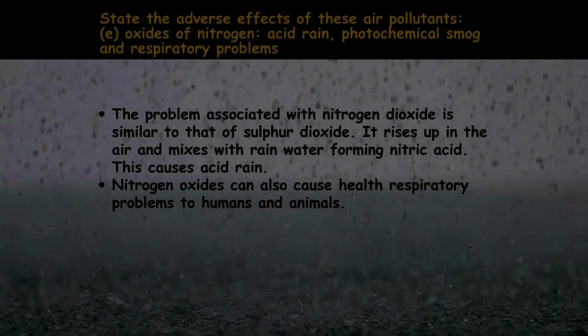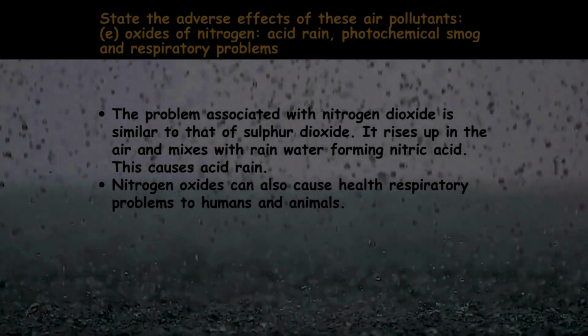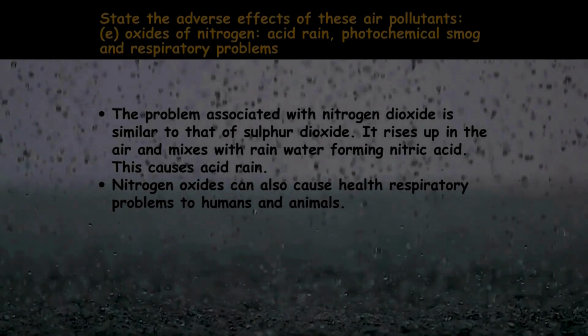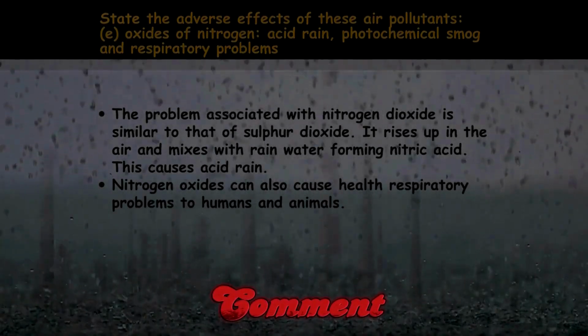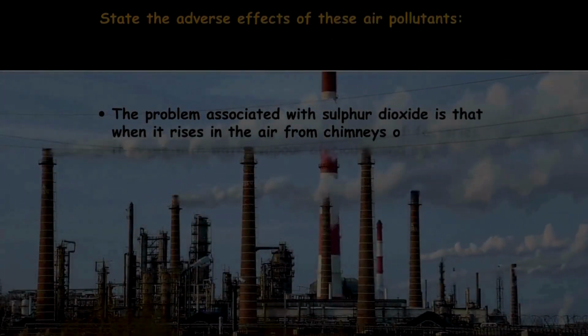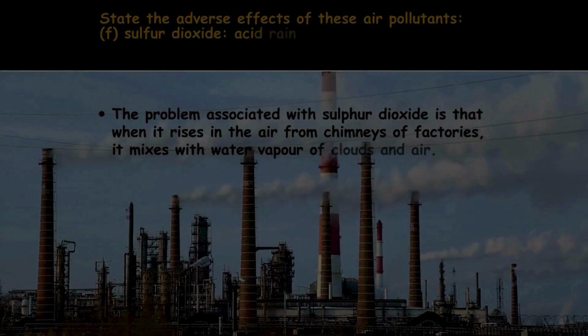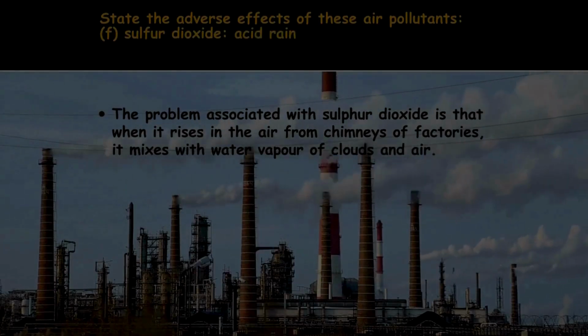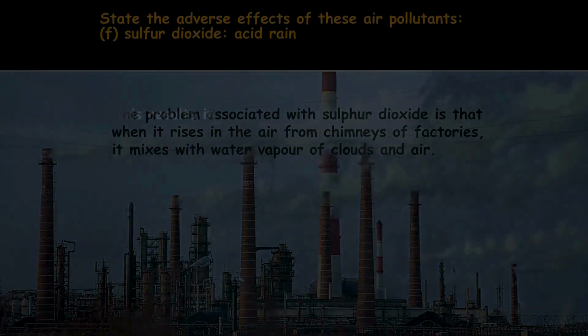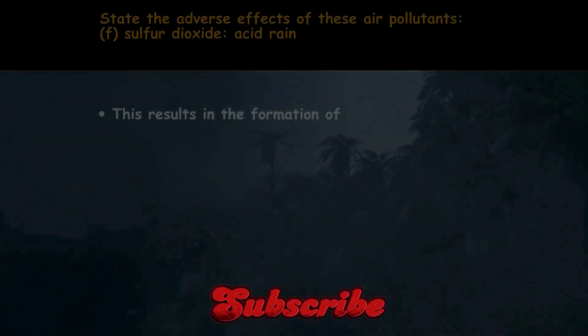To treat this issue, cars are now fitted with devices called catalytic converters, which remove nitrogen oxides. Now let's talk about sulfur dioxide. Sulfur dioxide rises in the air from the chimneys of factories and mixes with water vapor from clouds and air. This results in the formation of sulfuric acid, H2SO4. When it rains, the rainwater which falls becomes acidic.